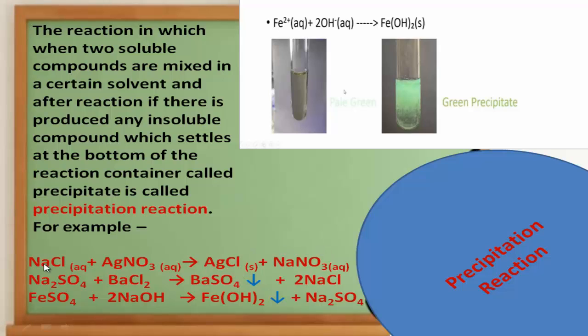Follow here: sodium plus 1, chlorine minus 1, silver plus 1, nitrate minus 1. Also on the product side, silver plus 1, chlorine minus 1, sodium plus 1, nitrate minus 1. That means there is no change in the oxidation number of any atoms or radicals. So these types of reactions are included in non-redox reactions.